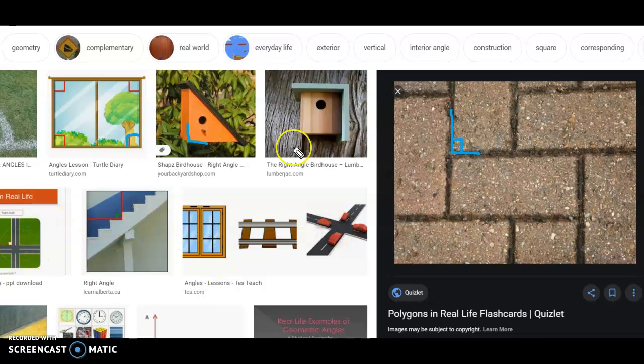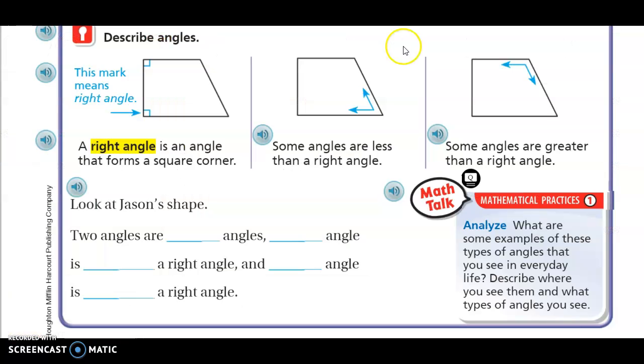Probably one of the most common that you see at school, especially our floor tile and our ceiling tile, are made up by right angles. So whenever you see that L, is what I tell everybody. Look for that L, and if it's an L perfectly, then you know that it is a right angle. Pull back to our screen there. So as we can see, the right angle is the first one.